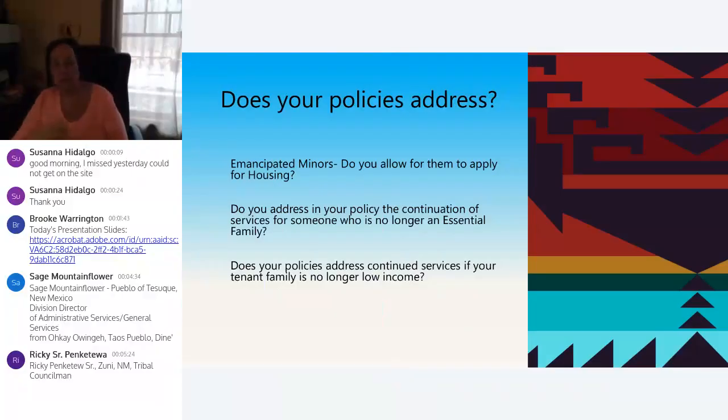When you're looking at your policy, does it speak about emancipated minors? If you're there as long as I was, it'll come up at some point. Either they have to be of a certain age, or if they're emancipated, you might allow them to apply before they're 18 or 21. Do you address in your policy the continuation of services for somebody who is no longer essential?